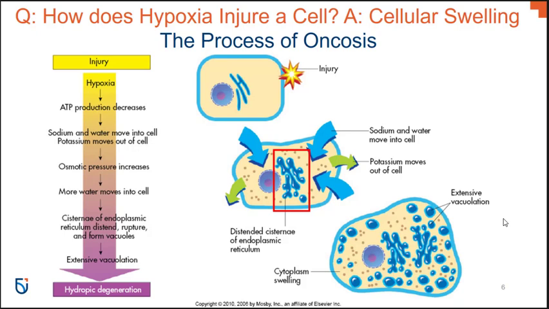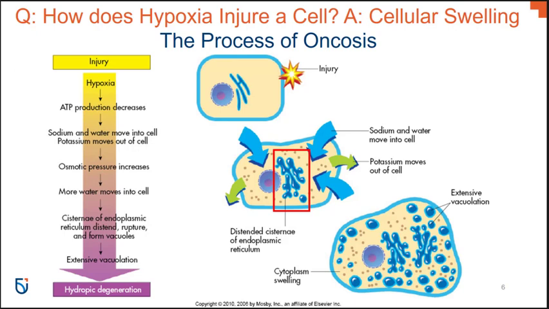The cell gets larger, it's distending, and this is called oncosis. It used to be referred to as, this is sort of an older term, hydropic degeneration. Sometimes you'll read it as vacuolar degeneration as well, but oncosis is the term that I'm using.